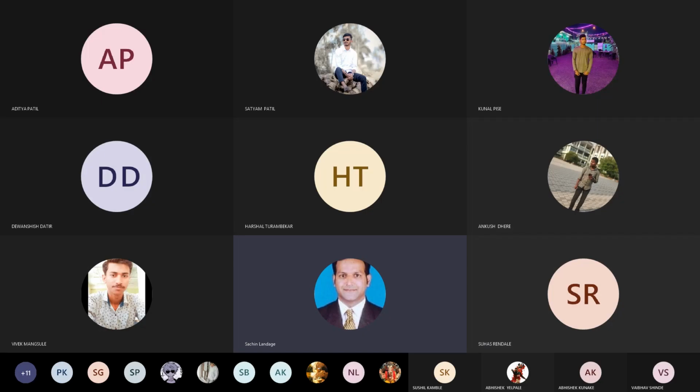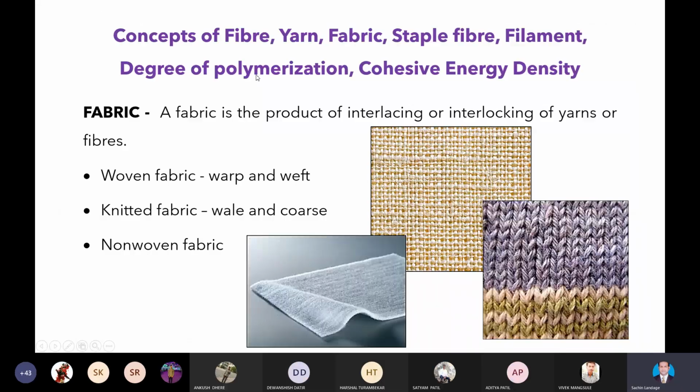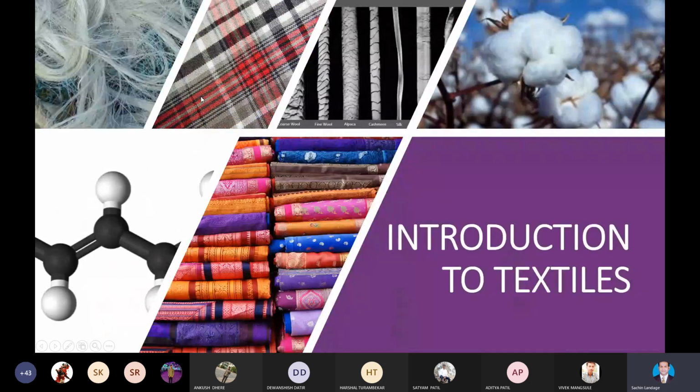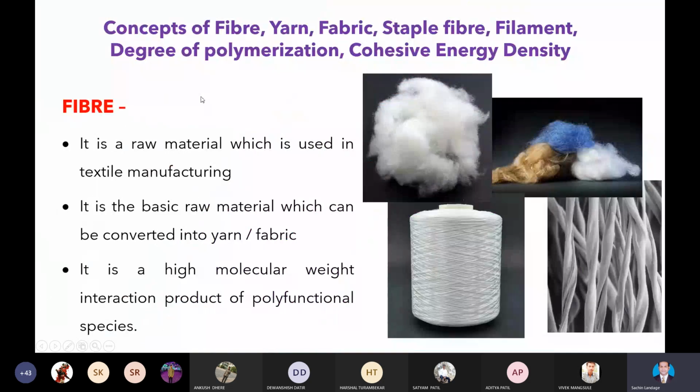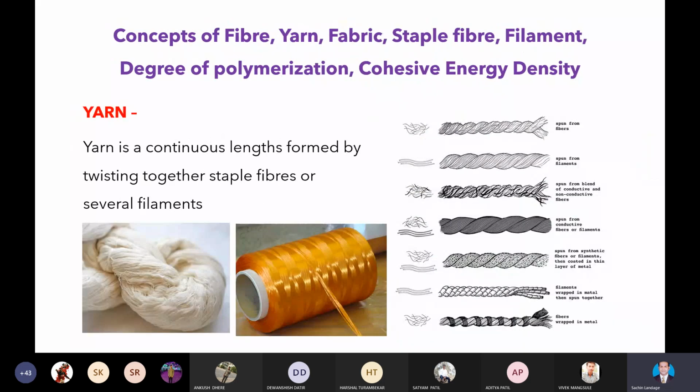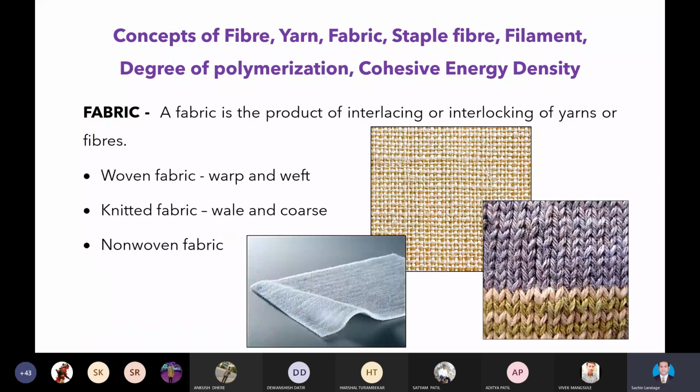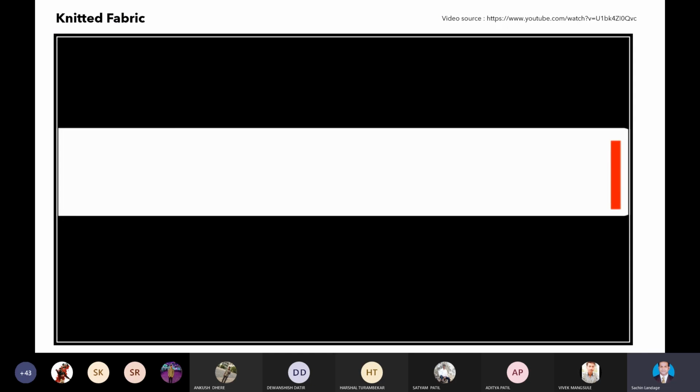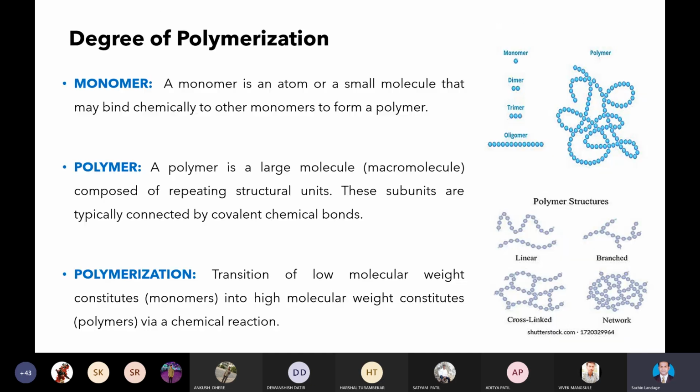Just a glimpse of what we have seen in the last lecture. We started with our syllabus content. In that, we have seen what is a fiber, what is a yarn, then fabric, and then different types of fabrics. Now, the next point that we are going to study is the degree of polymerization.